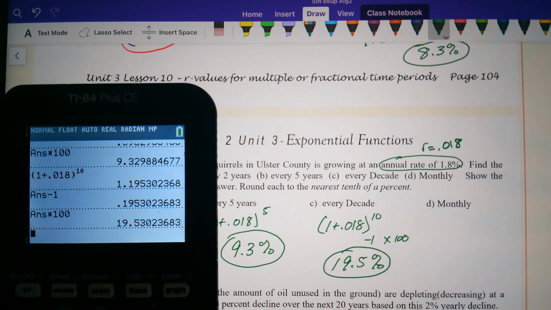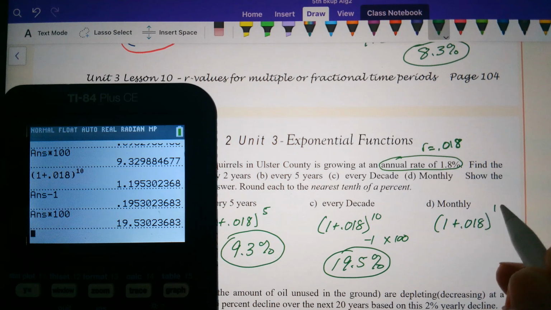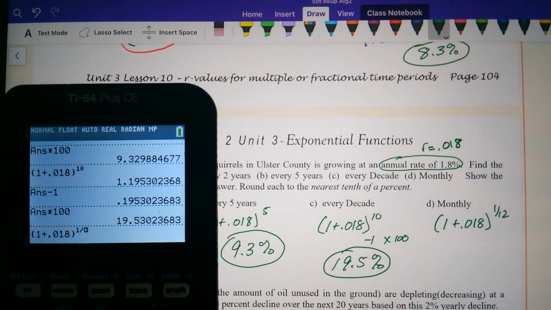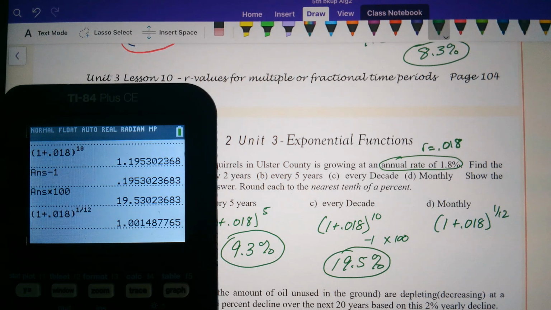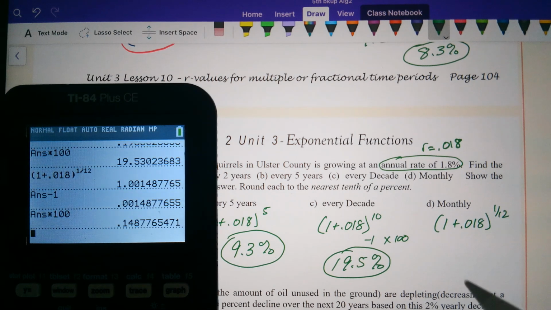Now monthly is a smaller portion of a year, so this is where we raise to a fractional exponent. We're raising to the 1/12. Same thing, once you get that decimal, subtract 1, enter, times by 100. 0.1%.